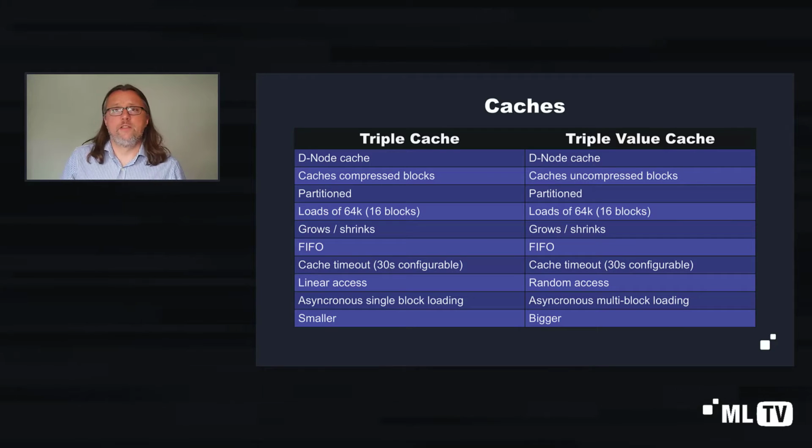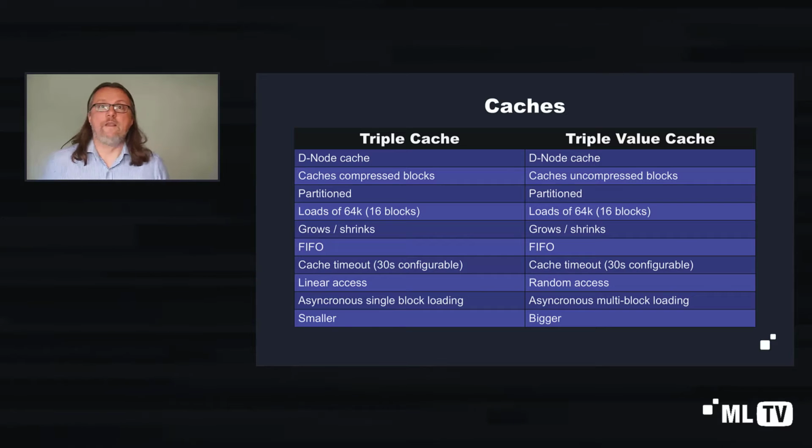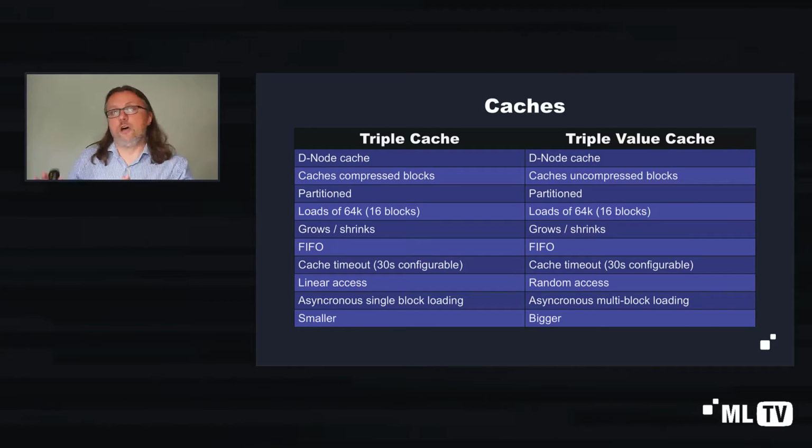Configuration wise, the triple value cache is a lot more randomly accessed, as I mentioned before. So that tends to need to be bigger. Their default configuration, I believe, is to allot double the amount of memory to the triple value cache than to the triple cache.